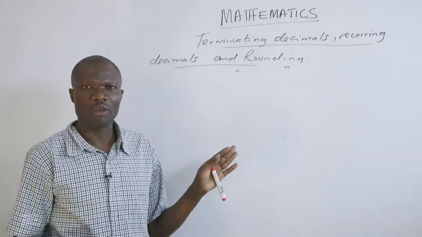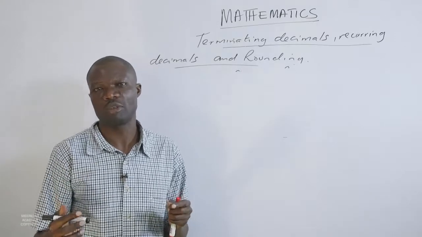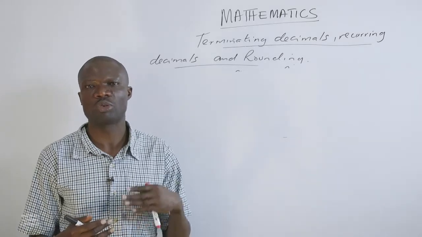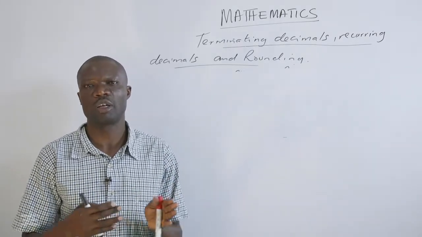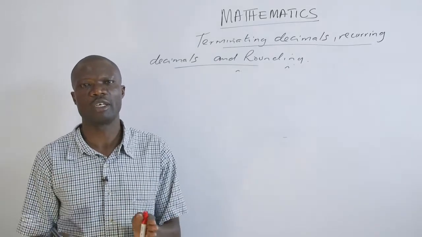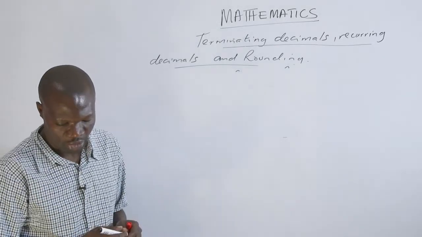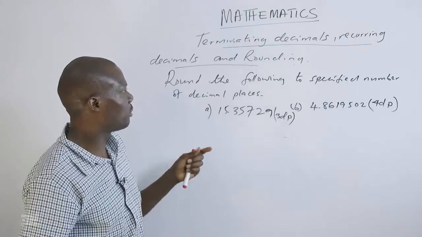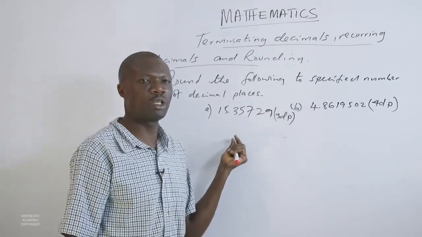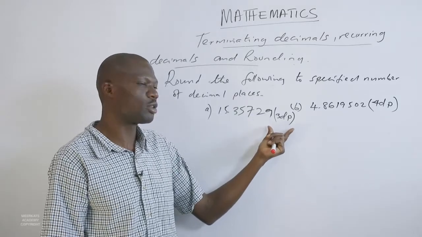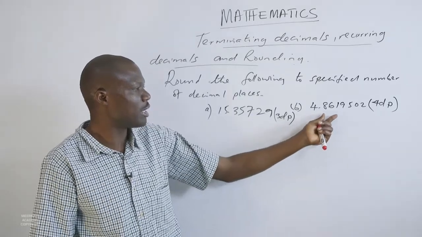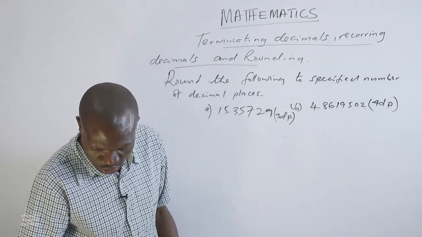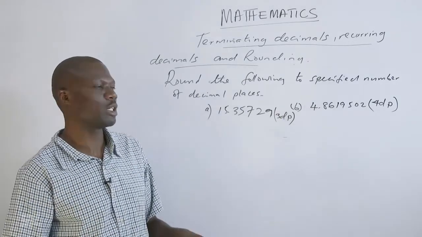So, having said this, for the recurring decimals, we cannot occupy the whole page to represent a decimal, but we should be able to round the decimal into the required definite number of decimal places. Round the following to specified number of decimal places. The first one, 15.35729, correct to 3 decimal places. And 4.8619502, correct to 4 decimal places.